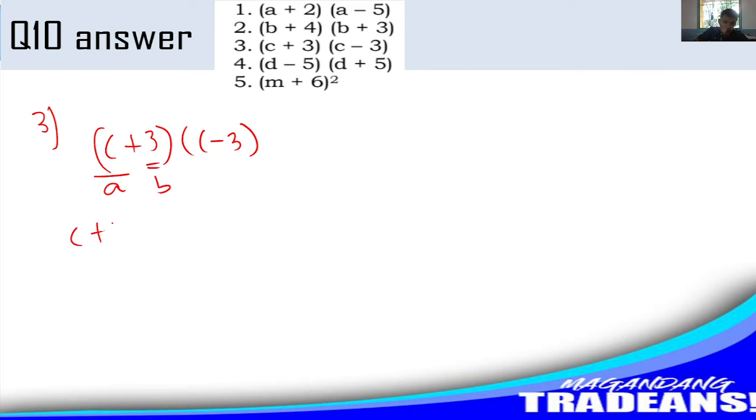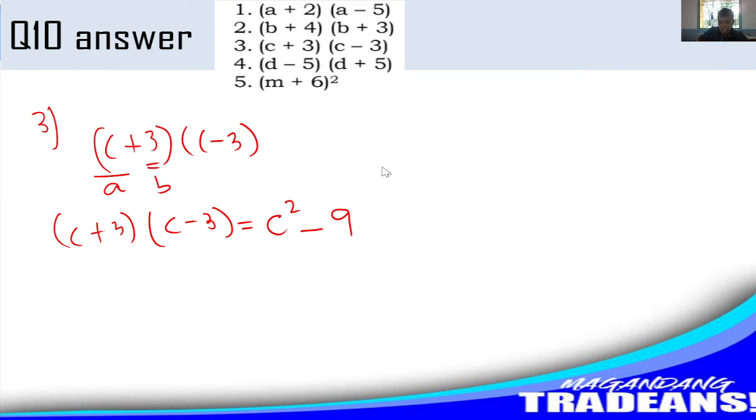So, c plus 3, c minus 3 is equals to a squared. Ano ba yung a? Itong c. So, sagot mo, c squared minus, ano ba yung b? 3. 3 squared. 3 times 3, that is 9. So, c squared minus 9 lang po yung sagot dyan. And if yan na po yung final answer.